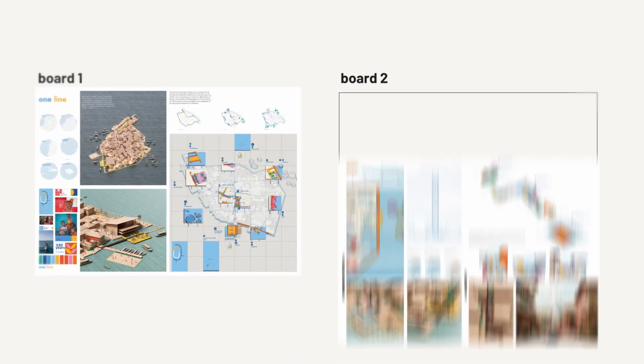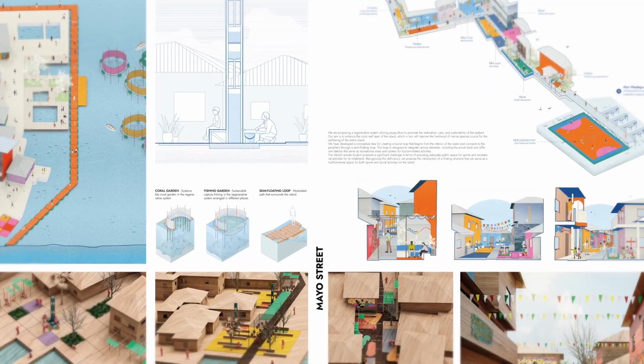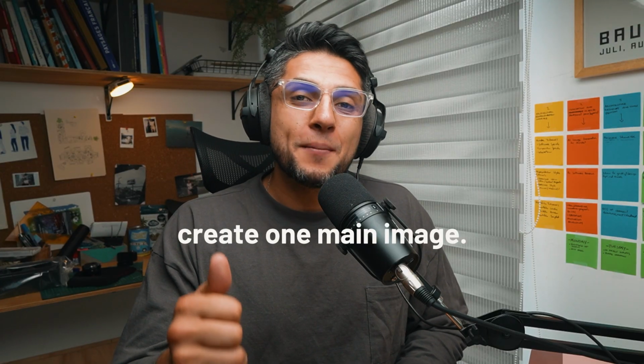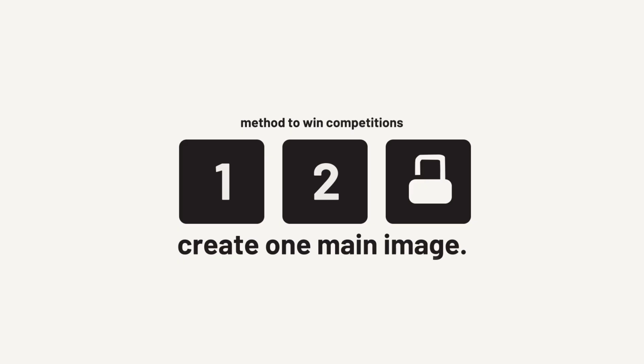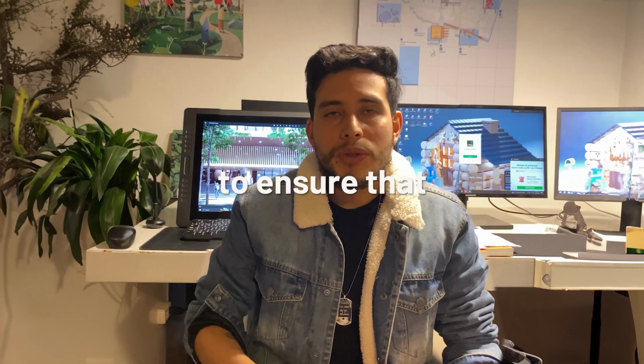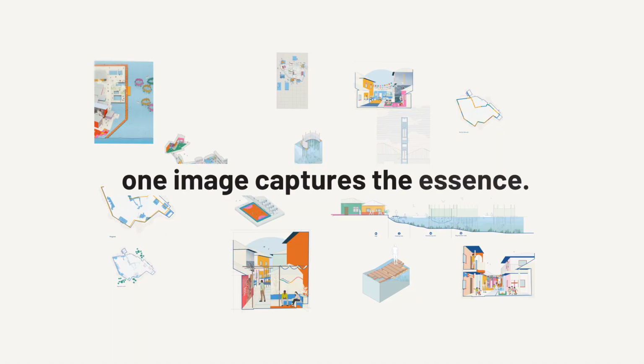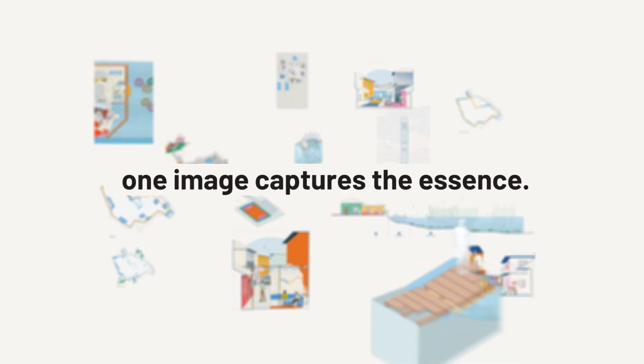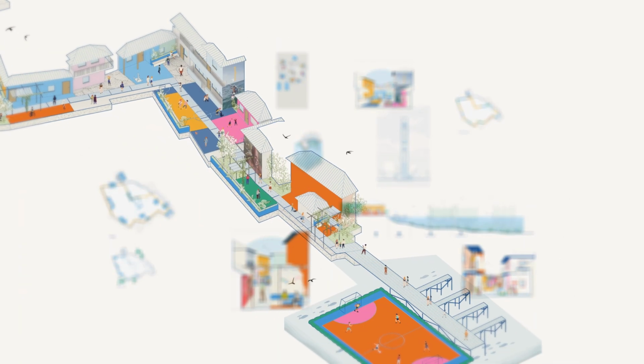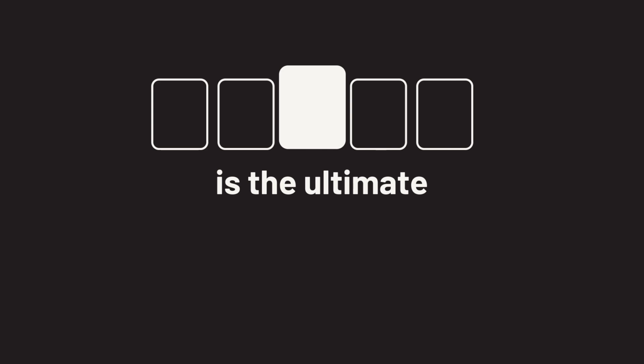This is the kind of level you have to compete with if you want to win a competition. The third key in their method to winning a competition is to create one main visual element that contains the visual narrative of the project. We aim to ensure that one image captures the essential for each project, whether it's an illustration, a render, or an important diagram.